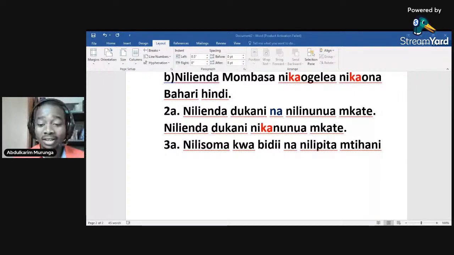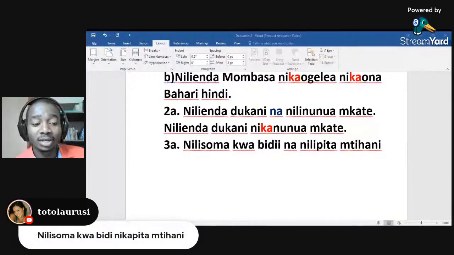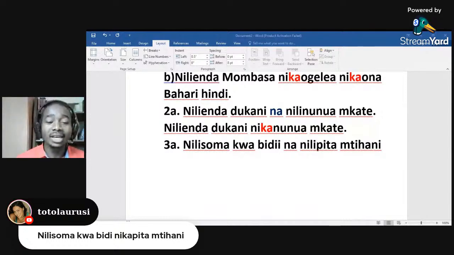Vizuri. Another. Toto la Urusi. Sawa. Nilisoma kwa bidii nikapita mtihani. Vizuri. Soma kwa bidii nikapita mtihani. Vizuri. Nilisoma kwa bidii nikapita mtihani. Vizuri sana. Nilisoma kwa bidii nikapita mtihani.